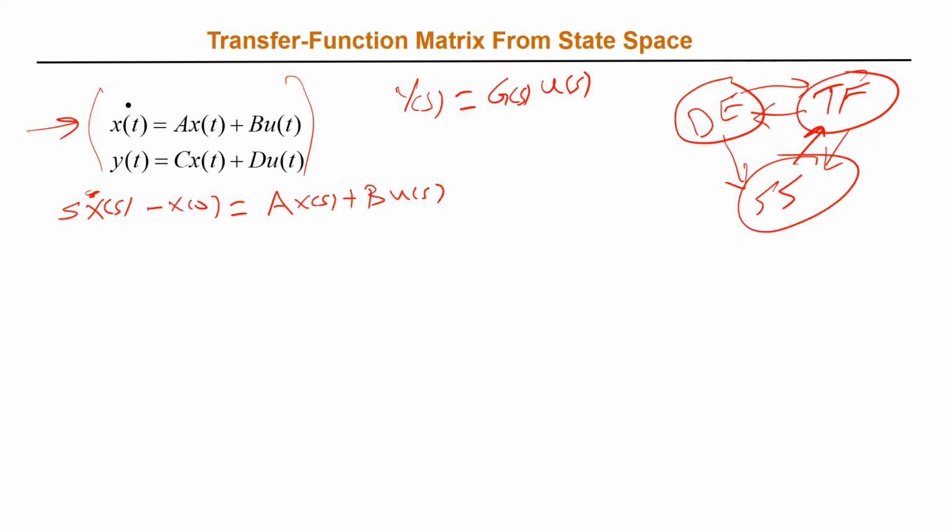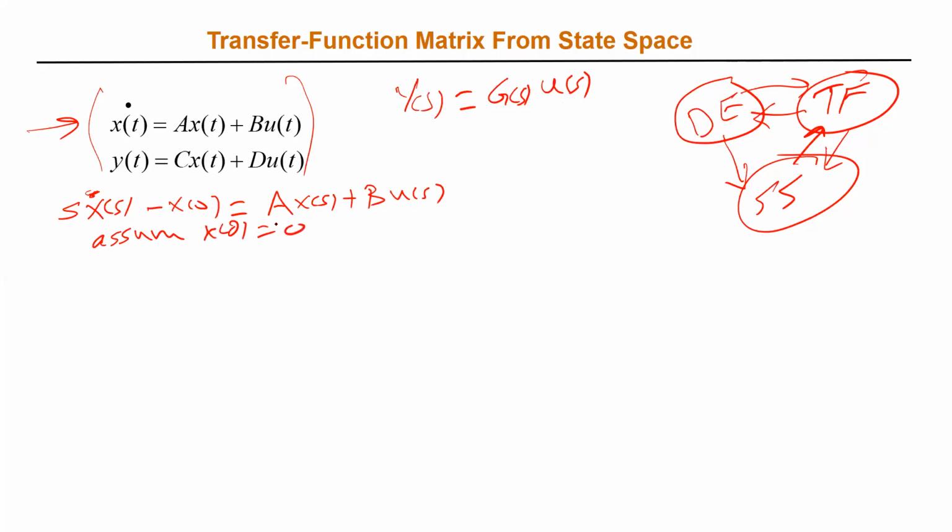Abdurrahman, 0. Connection problem, Abdurrahman. Yes? Zuhair? We don't suppose initial conditions. We assume it to be 0. Yeah, exactly. Assume x of 0 equal to 0.